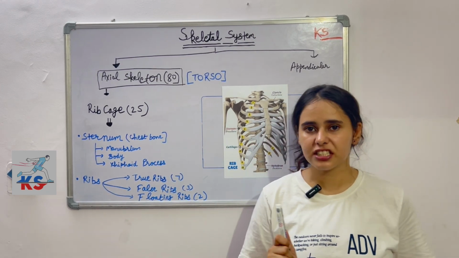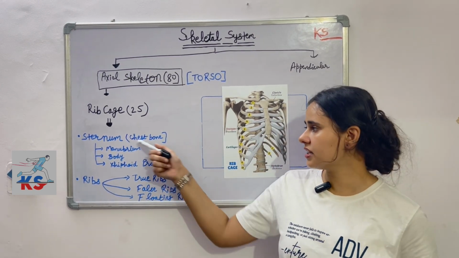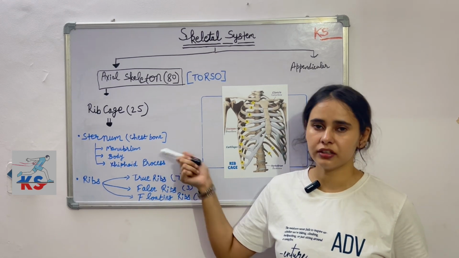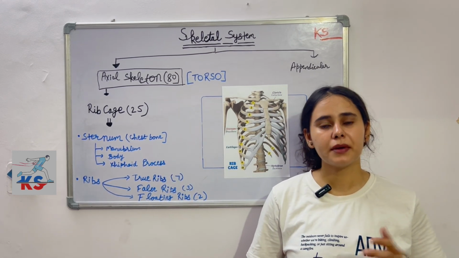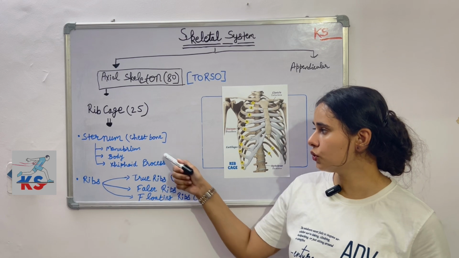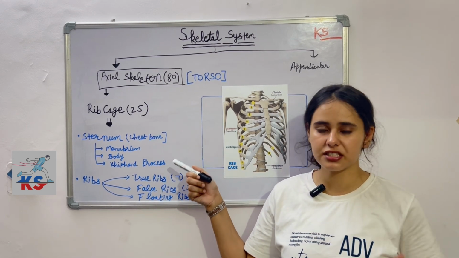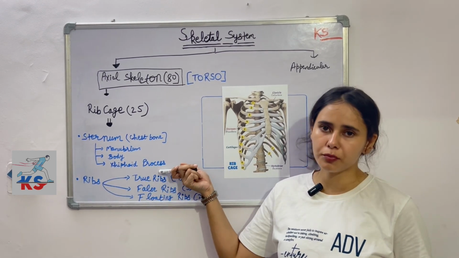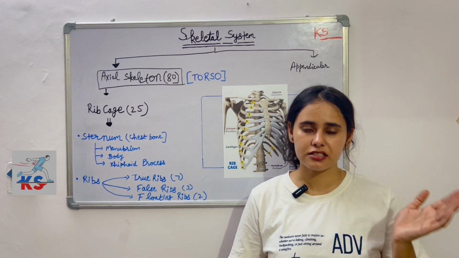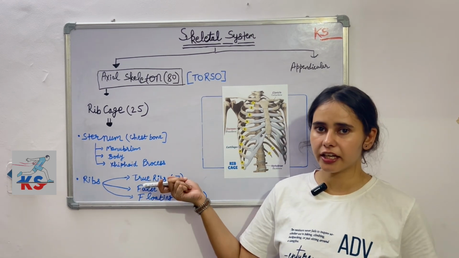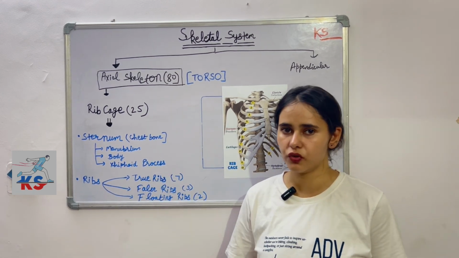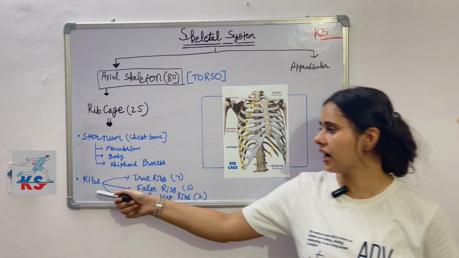If you are preparing for TGT, PGT level, knowing that there is sternum bone, also called chest bone, that much is enough. But if you are preparing for the NET examination, you need to know the segments also, because in previous year exams they have asked about the sphenoid process. Okay, as you see the past year question papers, you will find out what kind of questions they have asked. Okay, after that there are ribs.